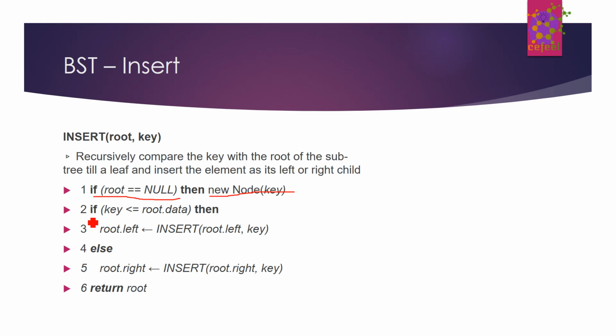Otherwise, if we see that the key or the element that we need to insert is less than root.data, which means it belongs to the left subtree, then we will call insert on the left subtree and return its root to root's left. Else we call the insert operation on the right subtree and then return its root to root's right. And finally we will return the root of the subtree which we are traversing.